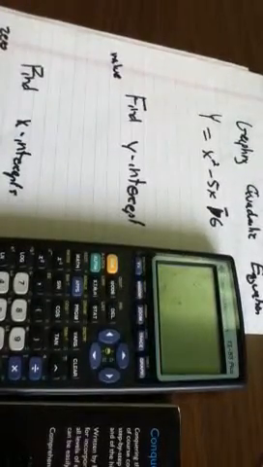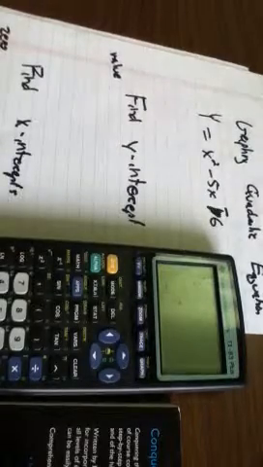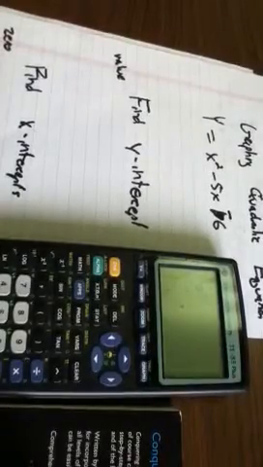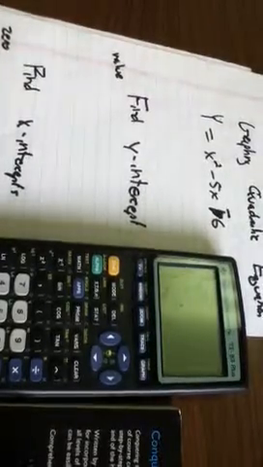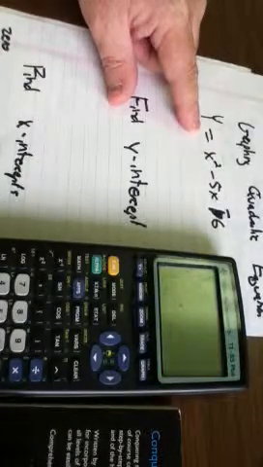This tutorial will give you information on how to graph quadratic equations with the graphical calculator, as well as find the x and y intercepts of the quadratic equation with the graphical calculator. If you notice on my paper, I have the quadratic equation y equals x squared minus 5x minus 6.